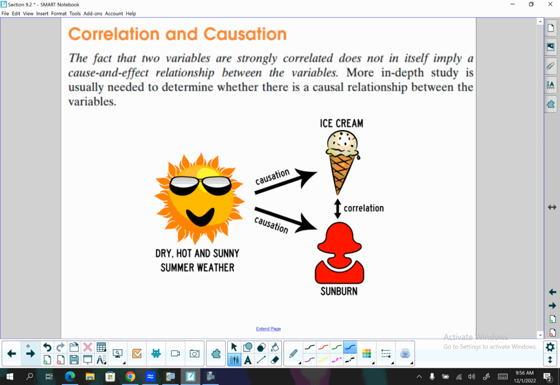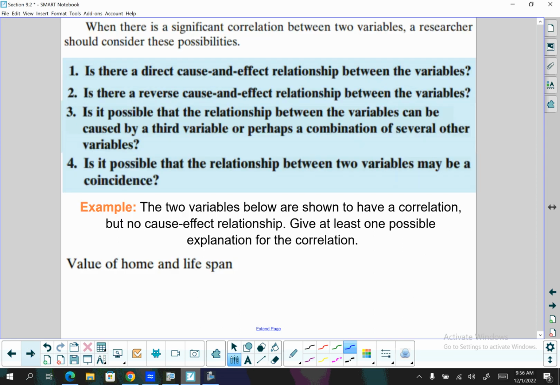So last couple problems, there's an example at the bottom. We'll do this one together. We have two variables that we could make a graph of, and they're shown to have a correlation. So we see a trend in the data when they're graphed, but there is no cause-effect relationship. Give at least one possible explanation that we're seeing that correlation. So remember, one could go up and the other could go up, or one could go up and the other could go down. Either of those could be a possible explanation that we're looking for.